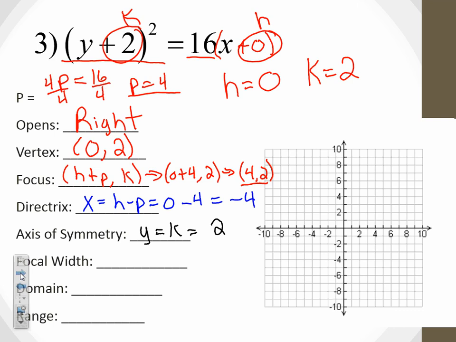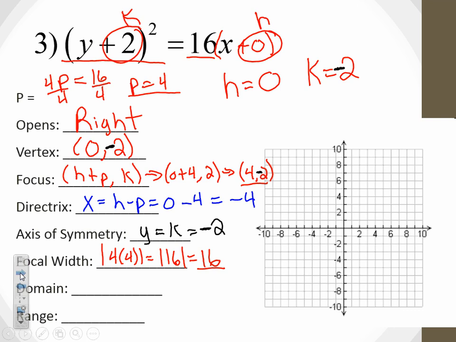Oh, excuse me, that should be -2. I'm sorry, you guys, we didn't do the opposite. Go back, put that in there, -2. This should be -2, -2. I'm very, very sorry, you guys. Should be the opposite of that, right? So that should be -2. Our focal width is going to be the absolute value of 4 times 4, which is the absolute value of 16, which is just 16.